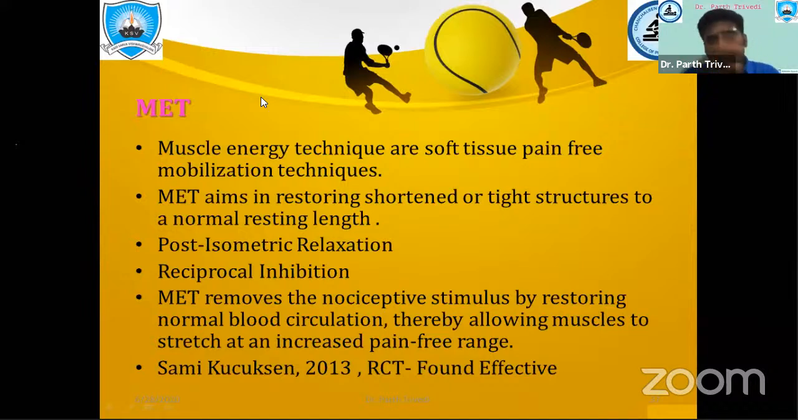Muscle energy technique, MET, is similar, brothers and sisters from different mothers. It is again a soft tissue release and pain relief technique. Here there are two major things: post isometric relaxation and reciprocal inhibition. In post isometric relaxation, what do we generally do? We ask the patient to isometrically contract the muscle, and then give relaxation. In reciprocal inhibition, we ask the patient to do isometric contraction of the agonist group of muscle, and then the antagonist muscle is stretched. So basically you are doing concentric activity and eccentric activity.